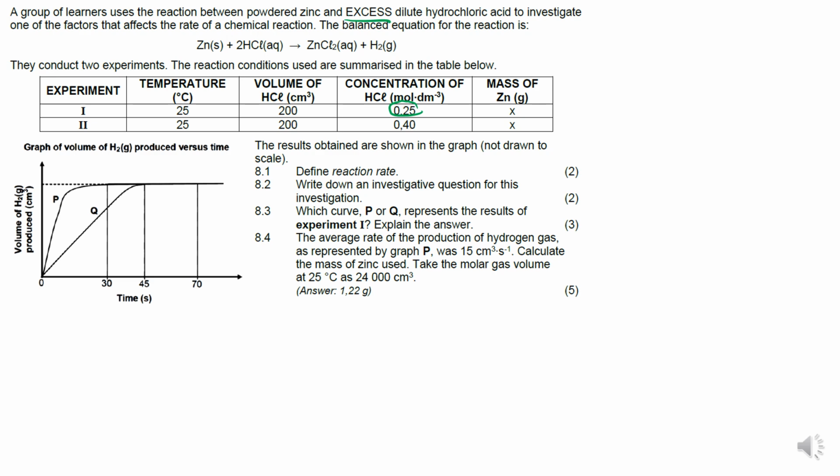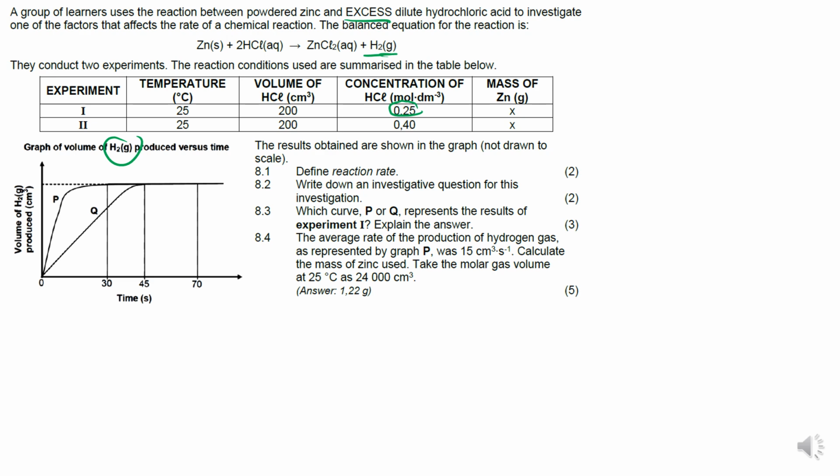Then they say the graph is of H2, and H2 is the product. That is the graph that they are showing there. And then in that graph, there are P and Q obtained. The results are obtained and shown in the graph. So it means what's shown here in the graph is for experiment 1 and experiment 2. So something you should be able to figure out now that we've said the reaction for experiment 2 is going to be a faster reaction rate than the experiment for number 1. You should already see that.